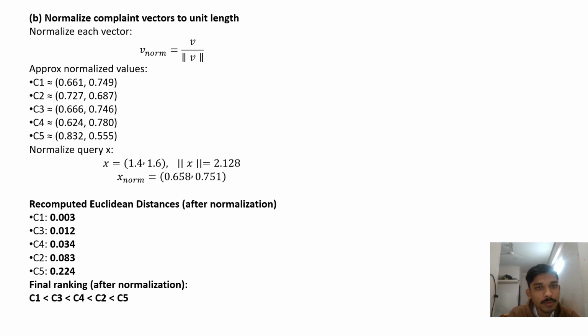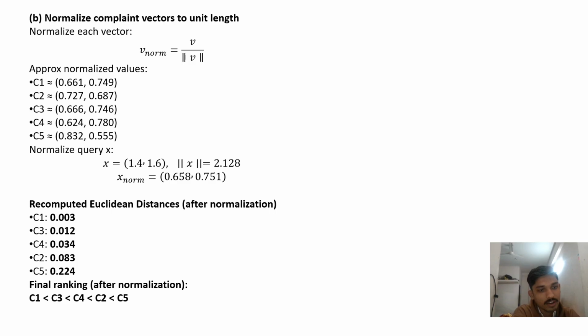We will normalize the complaint vectors to unit length. Normalization is basically finding a unit vector. How will we find the unit vector? We divide the vector by its magnitude. So we have the approximate normalized values for all the complaints, and we do the normalization. The normalized values come to 0.658 and 0.751.